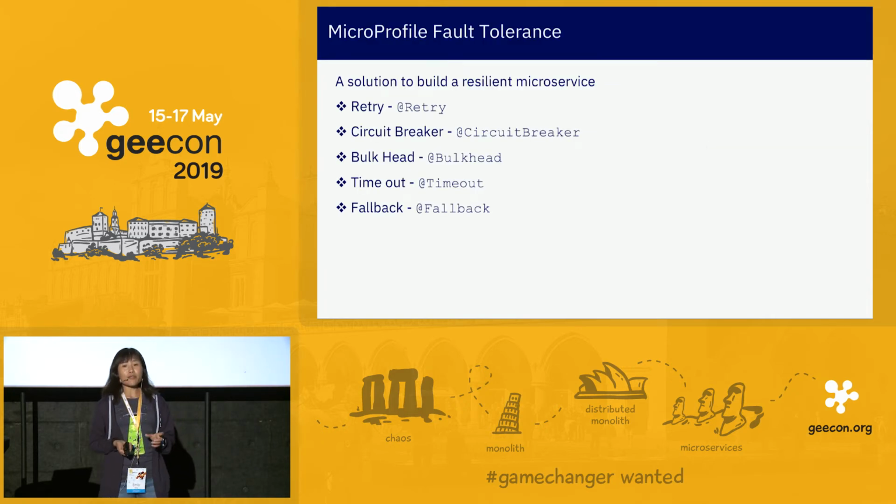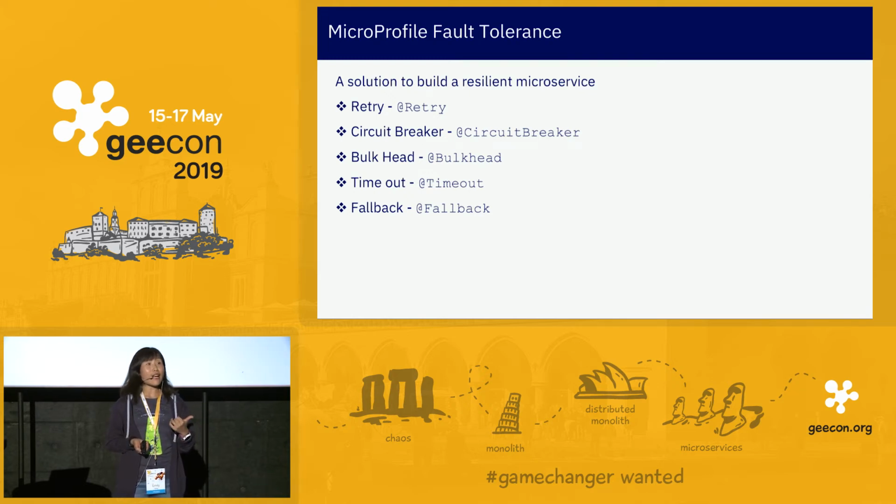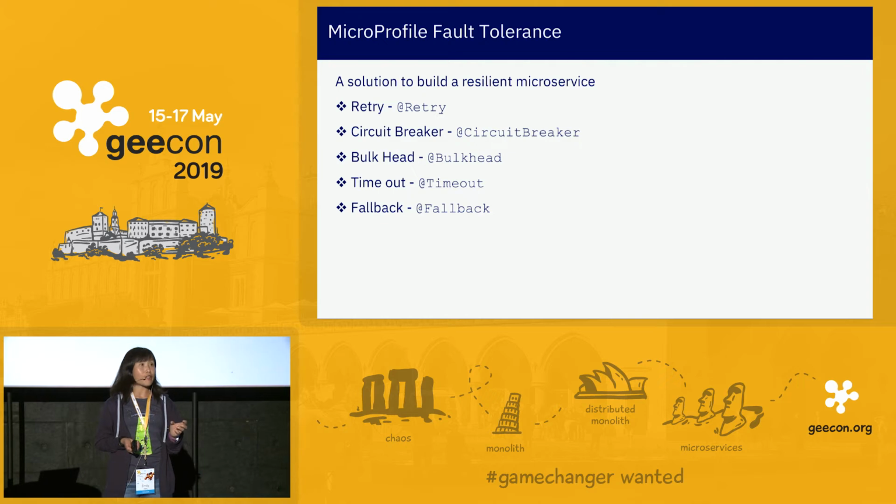The other one is fault tolerance. Fault tolerance is the way to create resilient microservices. It has these five annotations: retry, circuit breaker, bulkhead, timeout, and fallback. So this is pretty much self-explanatory. How many of you use Hystrix or not? Okay, if you know Hystrix, you should have a rough idea. This is quite similar to Hystrix.